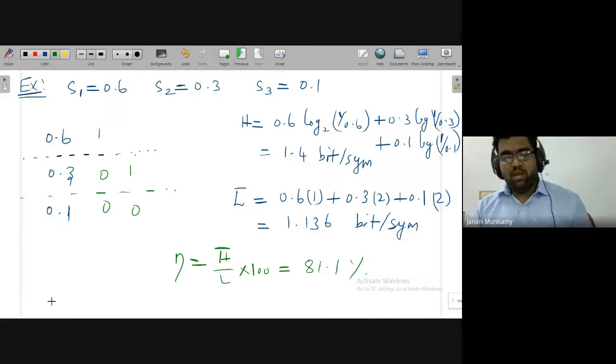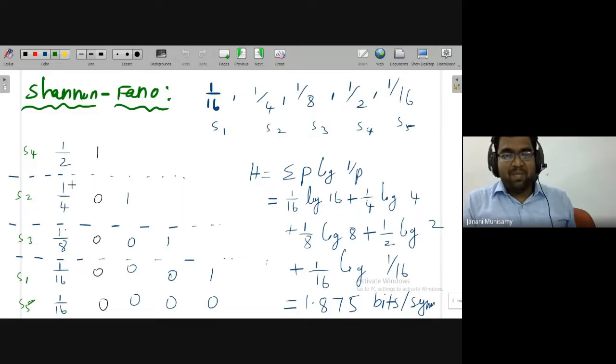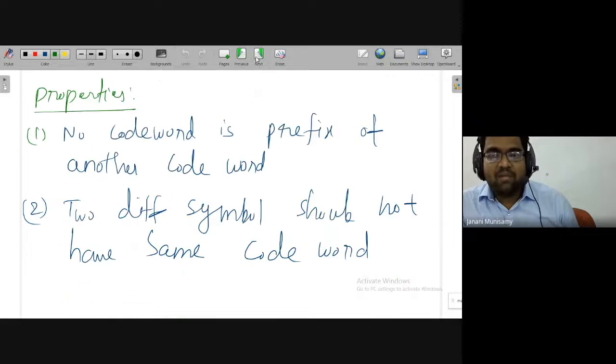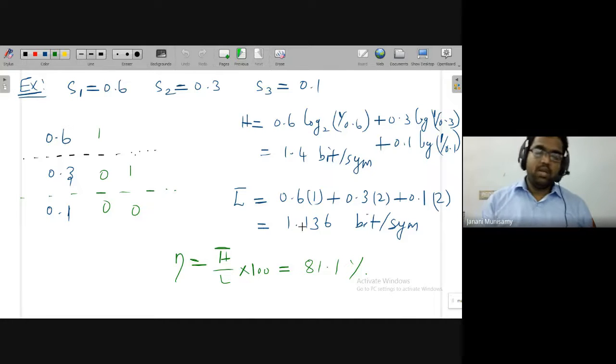Again, very directly you can observe why in this case I am getting 81%. Here I am getting 100%. Why? Because it's all in the probability distribution. Here they have distributed the probability carefully. Again, all the probabilities are powers of 2. But here it is somewhat different. It is not a power of 2. That is the main reason why efficiency is less. So in this case, efficiency is 81.1%.